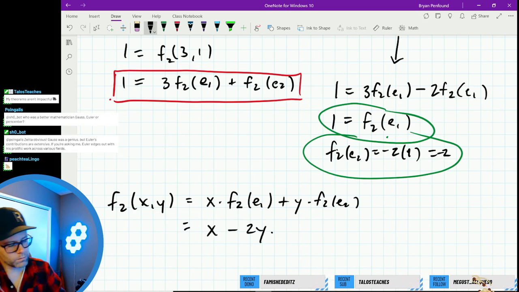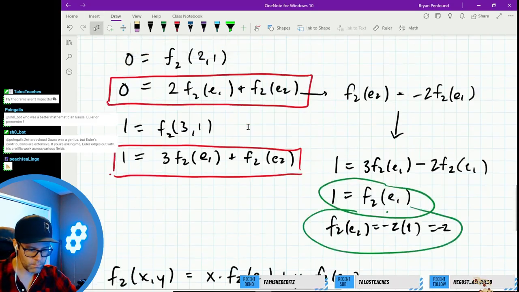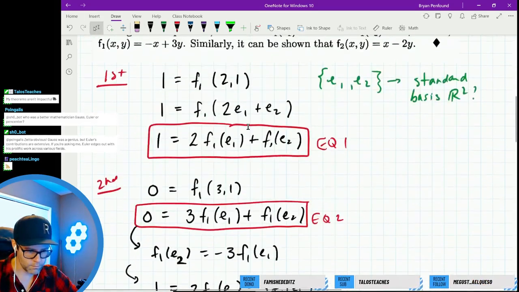Euler's contributions are extensive. If you're asking me, Euler edges out with his prolific work across various fields.